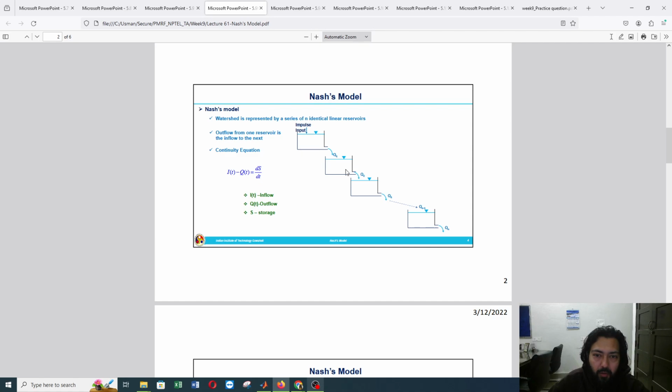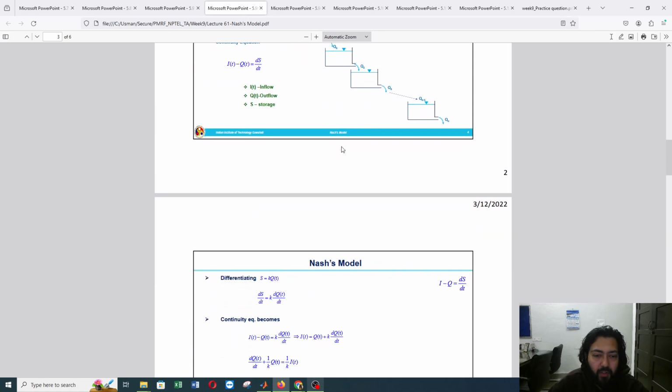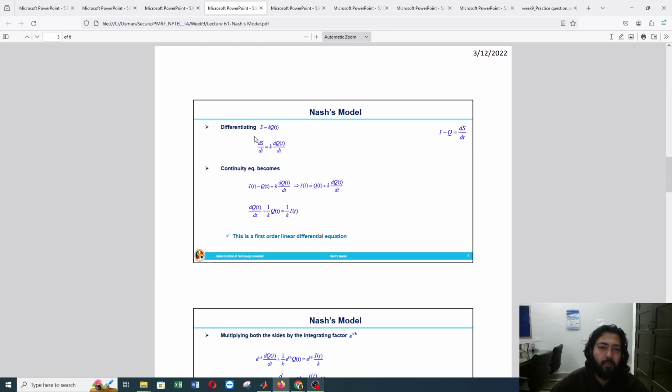And similarly, the output of the second reservoir would become the input for the third, and this goes on till Q of n-1, that is for the last, the nth reservoir, right? So how are we going to do this? We are going to use the simple approach, that is the linear reservoir model approach, that is S is equal to K times Q, the outflow, right?